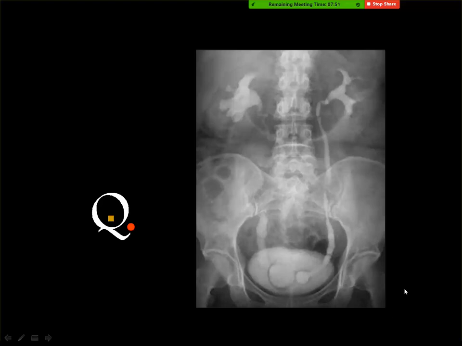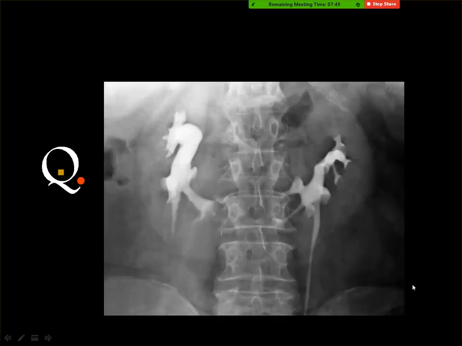Bilateral ureterocele. Yes, and this is bilateral ureterocele, cobra head, larger on the right side, relatively smaller on the left side.